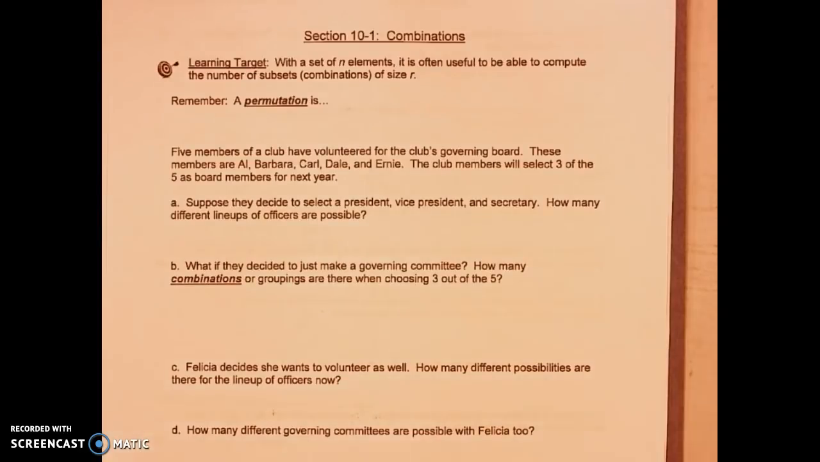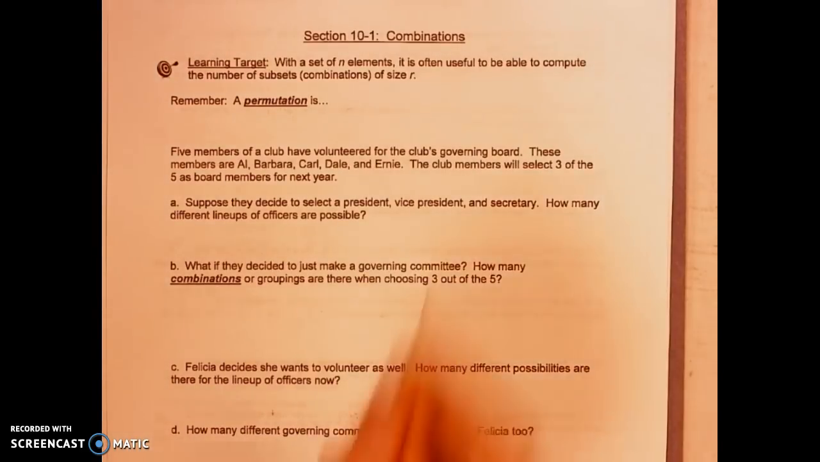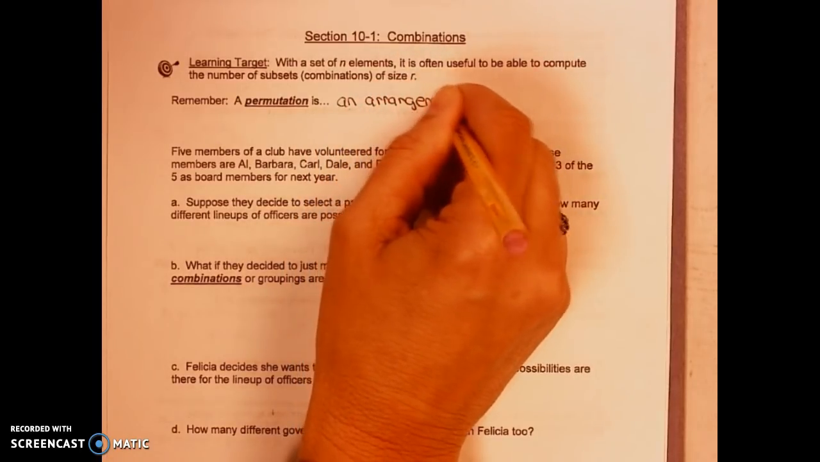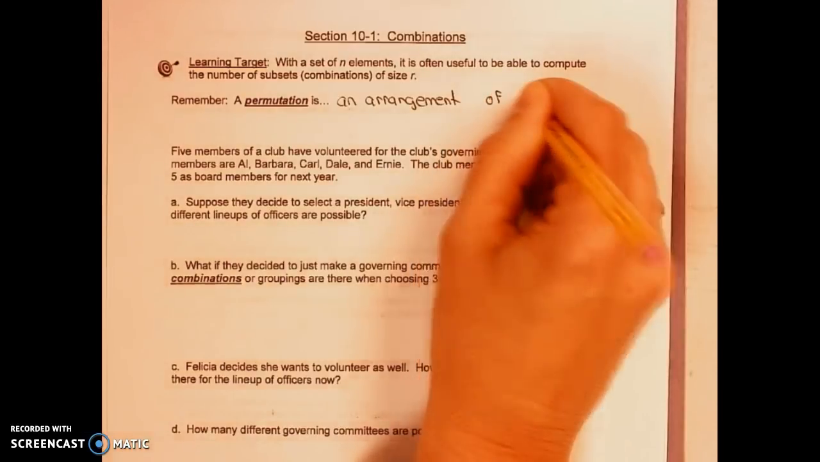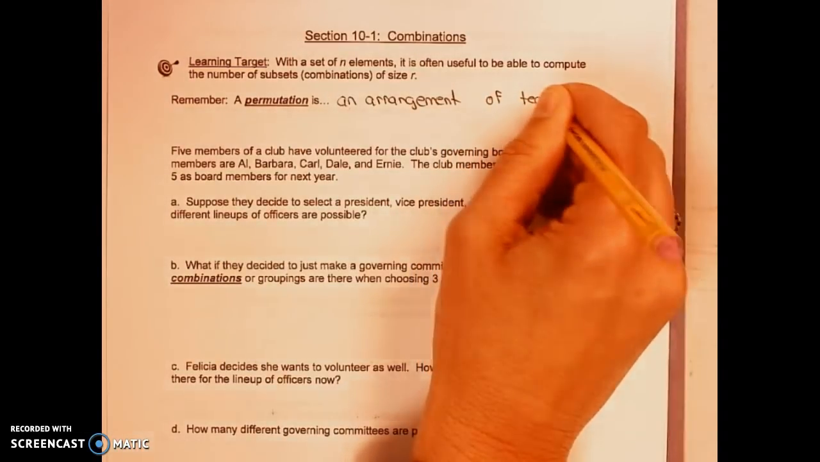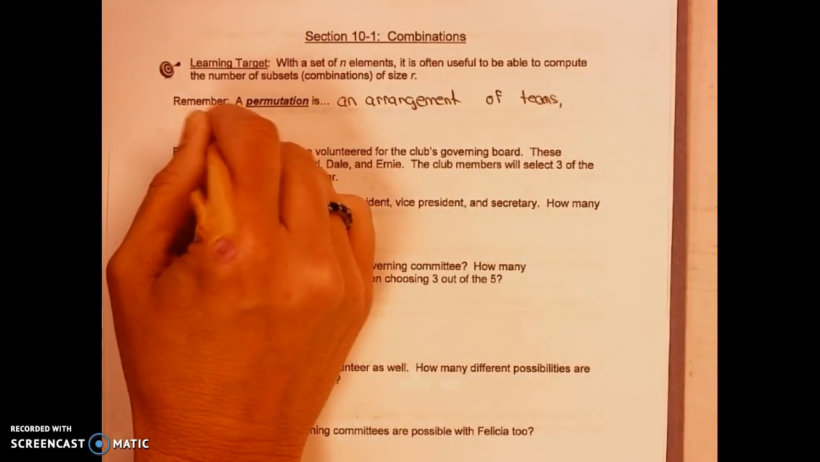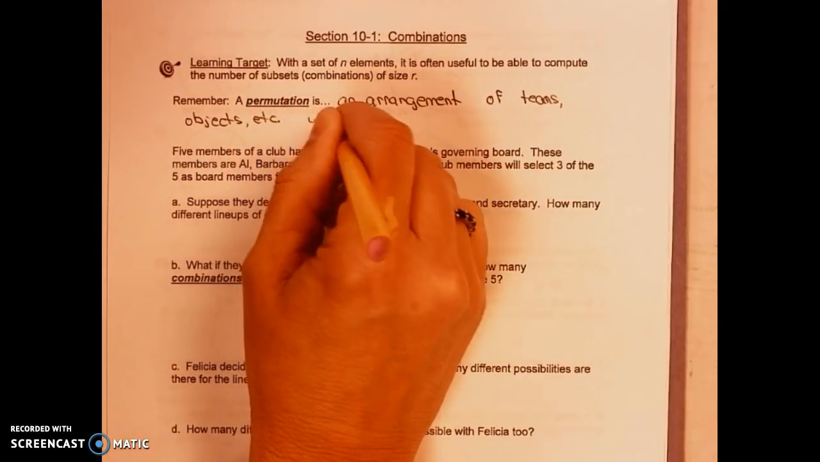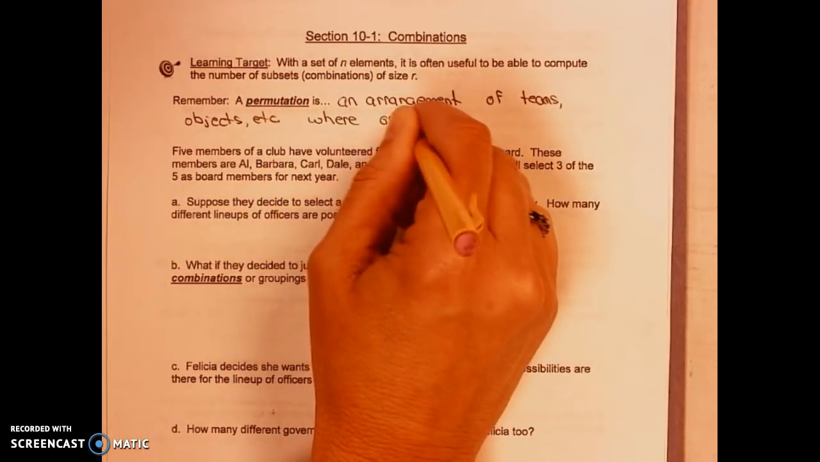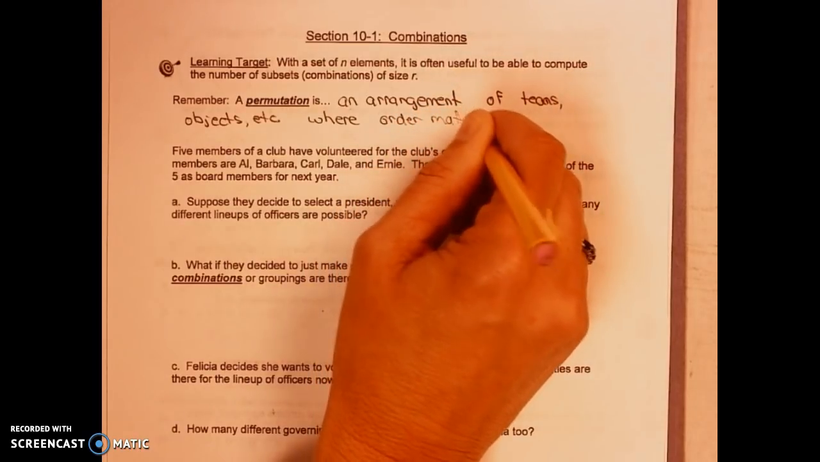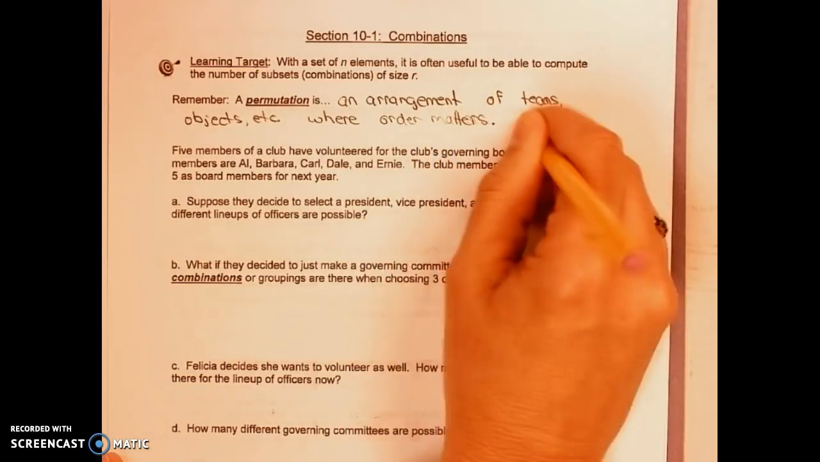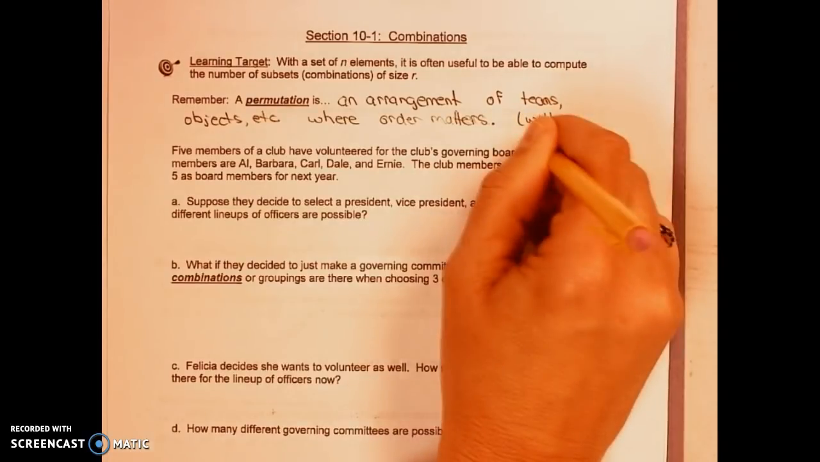So let's go back and talk about what a permutation is. A permutation is an arrangement of teams, objects, etc., where order matters. And one other thing I want to mention, this is with replacement.